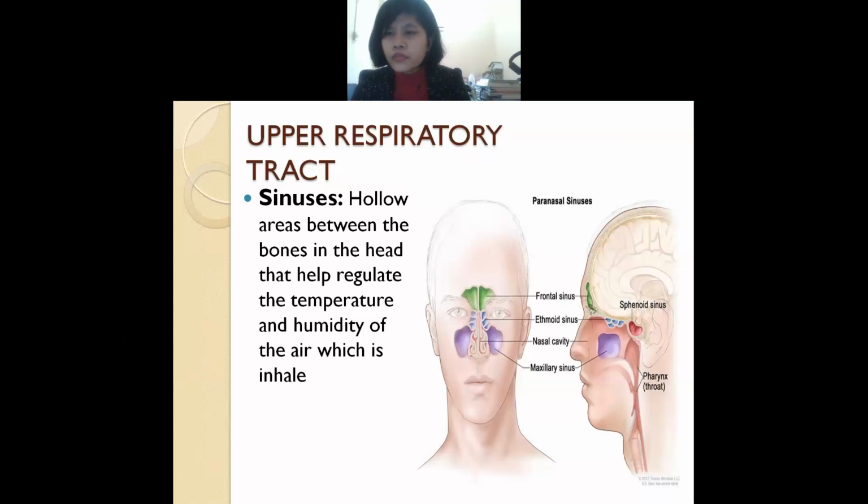So you will find all these sinuses. This is the frontal sinus, you will find it here. This is the ethmoid sinus, and this is the maxillary sinus, and next is the sphenoid sinus, which you will find here. With the help of all these sinuses, your body will be able to adjust to the temperature of whatever air comes inside when you inhale. Is it clear?